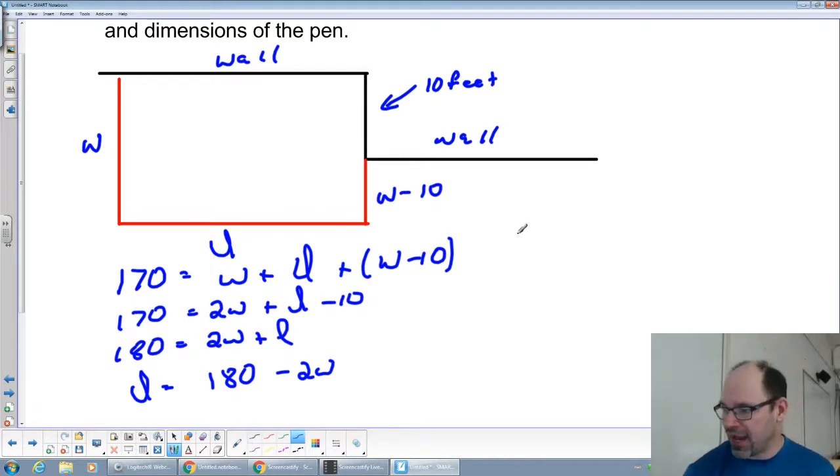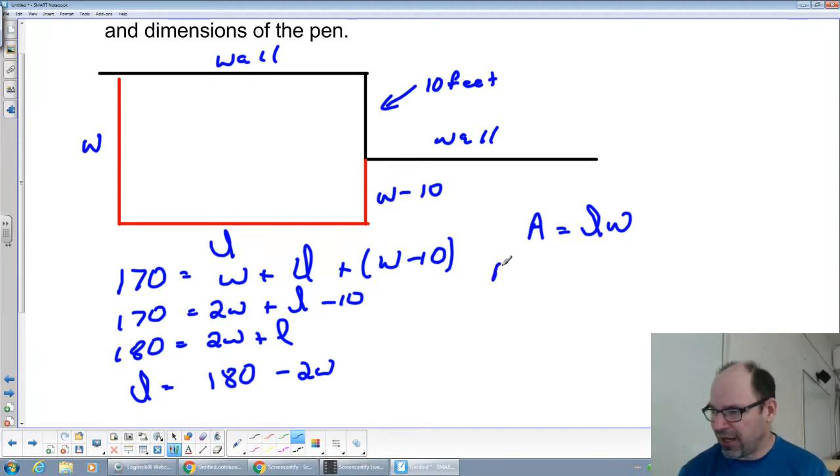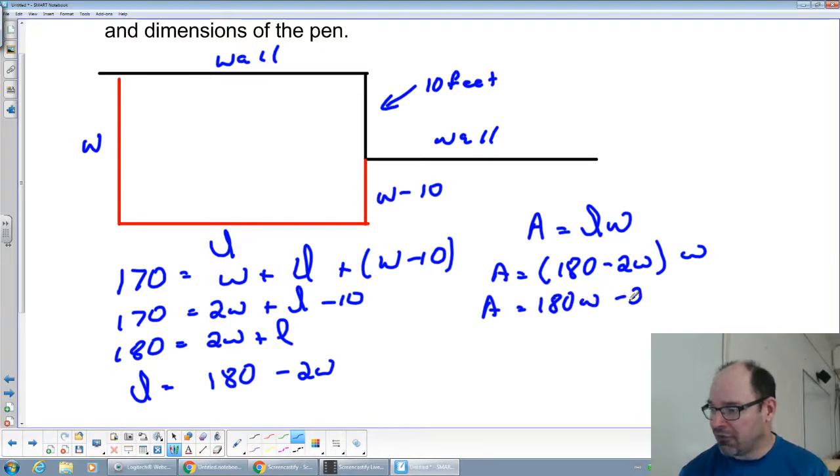Okay, and then A is going to be equal to length times width. That's what we want to maximize, the area. So if I plug in the L value here, A is equal to 180 minus 2W times W. The area will equal 180W minus 2W squared. Okay, so now we're into taking our derivative.